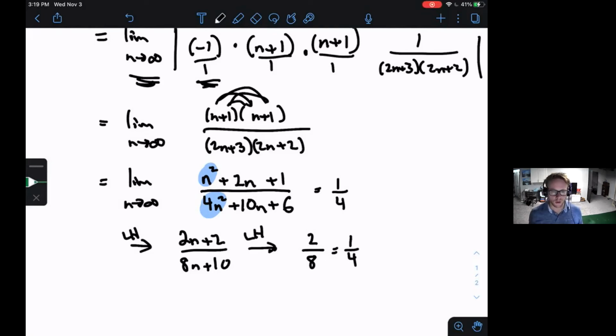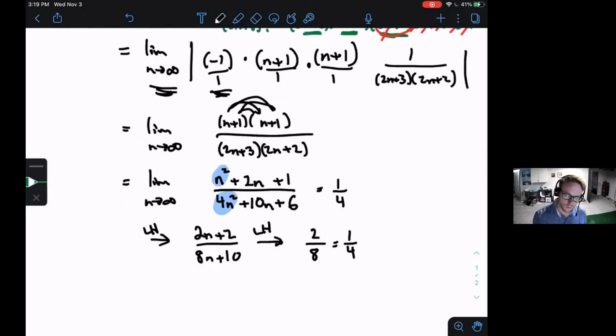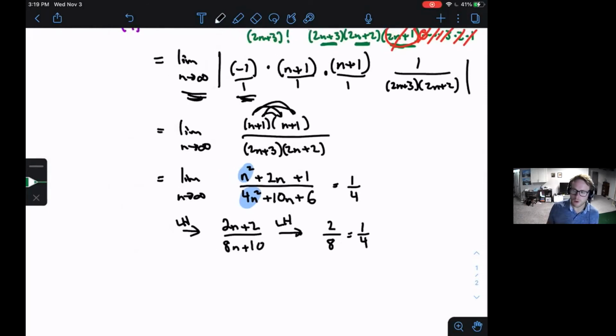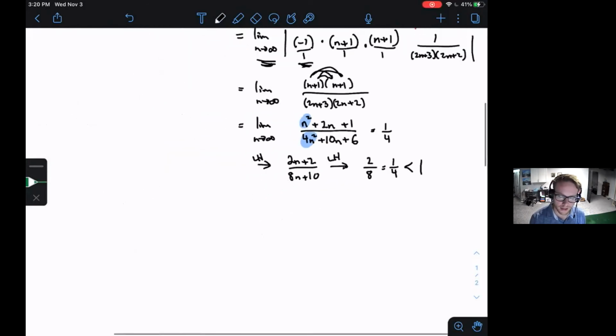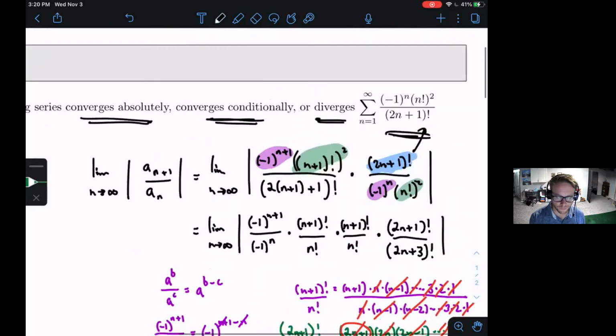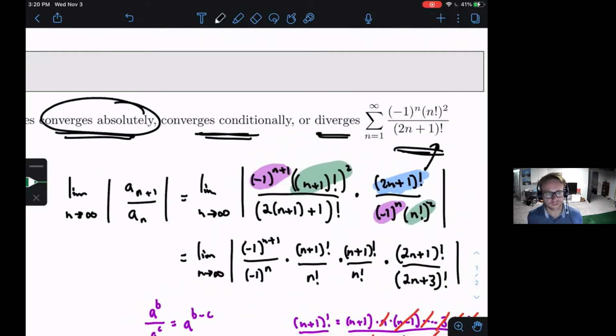Okay, so the last big thing here is we get this result of 1/4. What does that mean? Each one of our tests has a different conclusion based on what you get for these limits. For the ratio test, if you get this limit that is less than 1, that's the big condition here, less than 1, then our series converges absolutely. So that means our original series that we have up here converges absolutely. And so we're done. That's all there is. It converges absolutely. We've won the game, and that's our final answer.